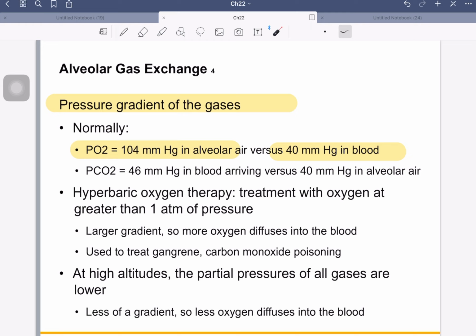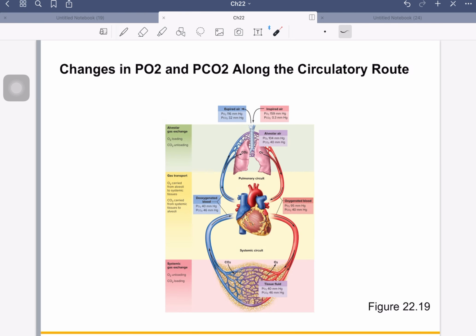We're not going to spend much time on hyperbaric oxygen therapy. Basically what they do is they use a larger gradient to hopefully get more oxygen into the blood. And just a reminder, at higher altitudes, the partial pressures of all gases are lower, so less oxygen diffuses into the blood. Okay, we're going to ease out there, and I just wanted to introduce a little bit about what 1 atmosphere is, how you determine partial pressures, and talk a bit about the gases at the respiratory membrane.